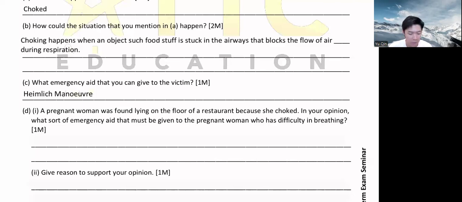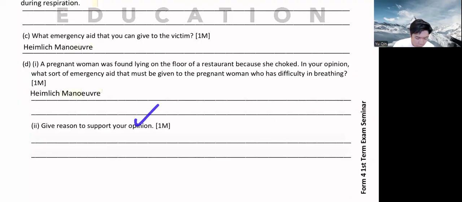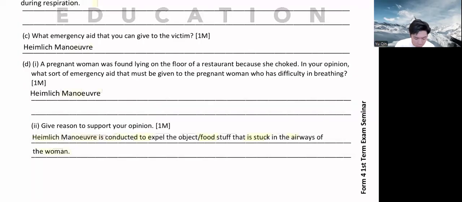So the pregnant woman is having a baby, so you'll be thinking, really can do? You have to, because if you don't do it on a pregnant woman, the mommy will die, the baby will die together. So you have to do it, but slightly higher, not on the abdomen where the pregnant area is, but more on the chest. You have to do it no matter how. So push on the chest so the air can force the object out. Give reason for your opinion: you have to do it no matter if pregnant, old people, young children, or even baby, to expel the object so that your airway can breathe again.